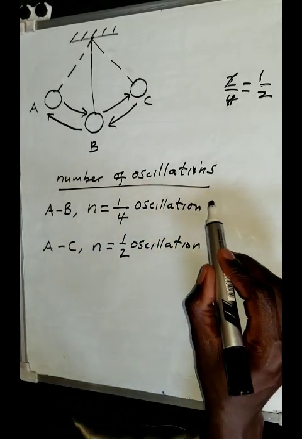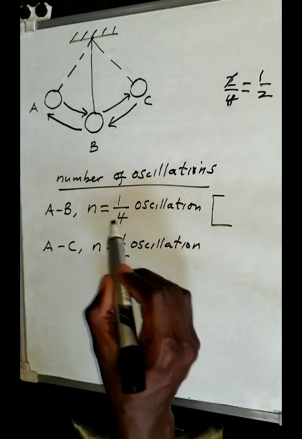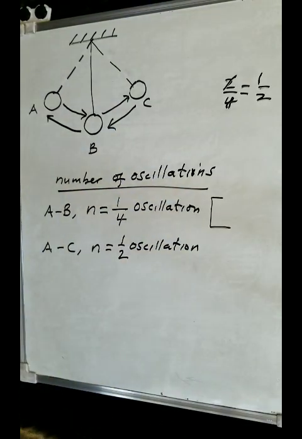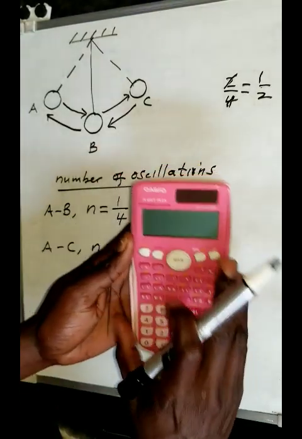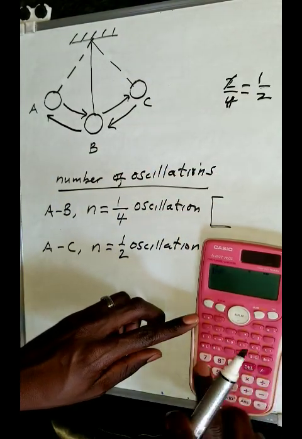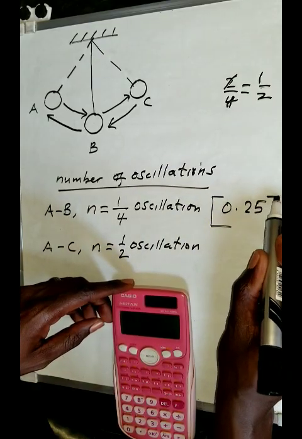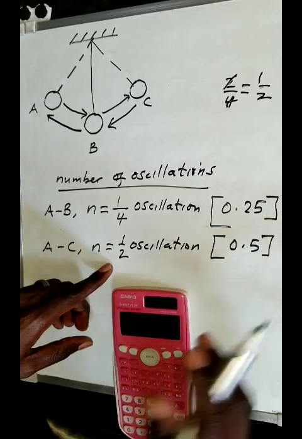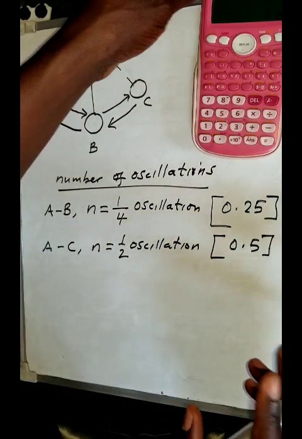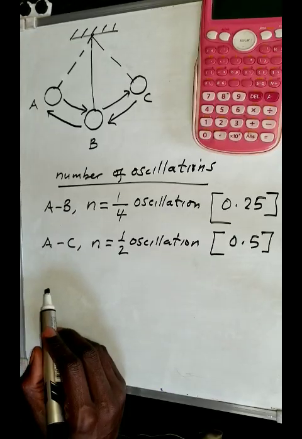If you are not so comfortable, you can change this to a decimal number. For example, 1 divided by 4 is simply 0.25. If you want, half is simply 0.5. There's no problem. You can even change them to decimal values if you're not so comfortable working with fractions.